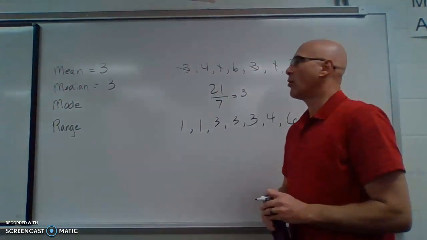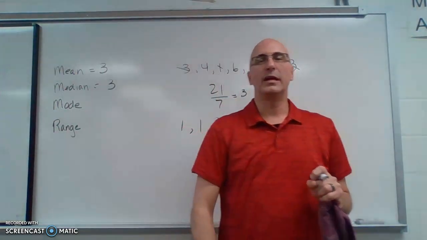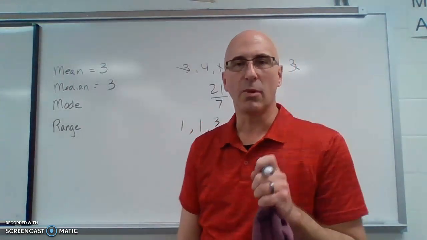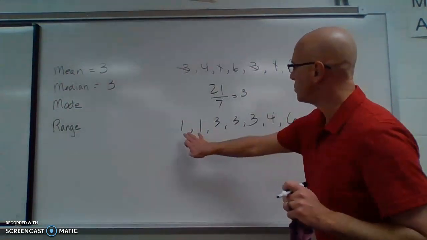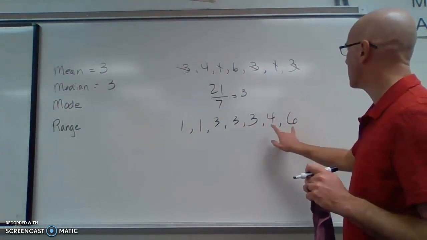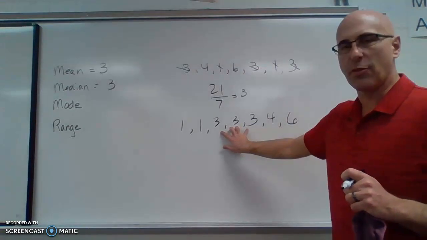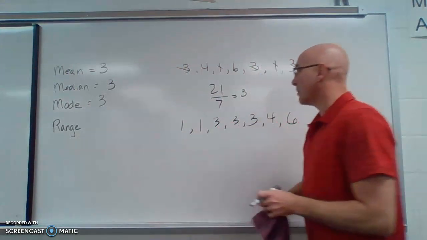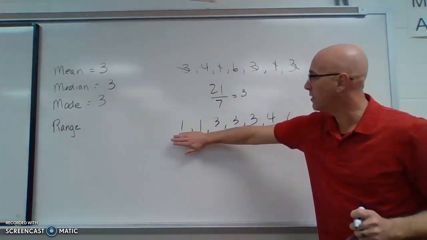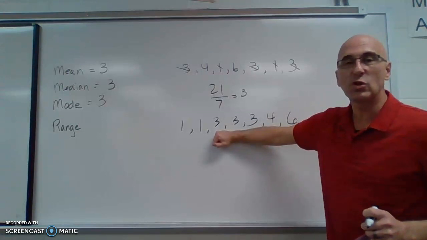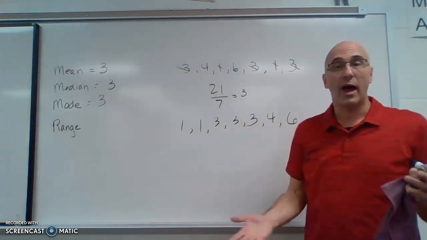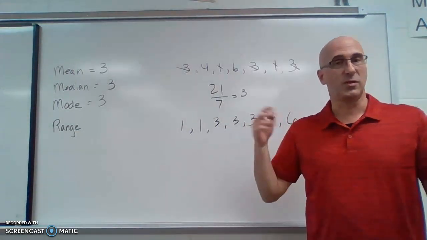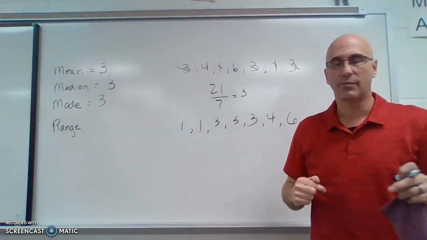Okay. Now the mode is the number that occurs the most. Mode is the most. So we have 2 1s, we have 3 3s, and a 4 and a 6. So the 3 is the mode. Sometimes we could have, say, 2 1s and 2 3s. If we were to have that, you could have 2 or more modes, whatever number occurs the most, or numbers if one isn't clearly the most.